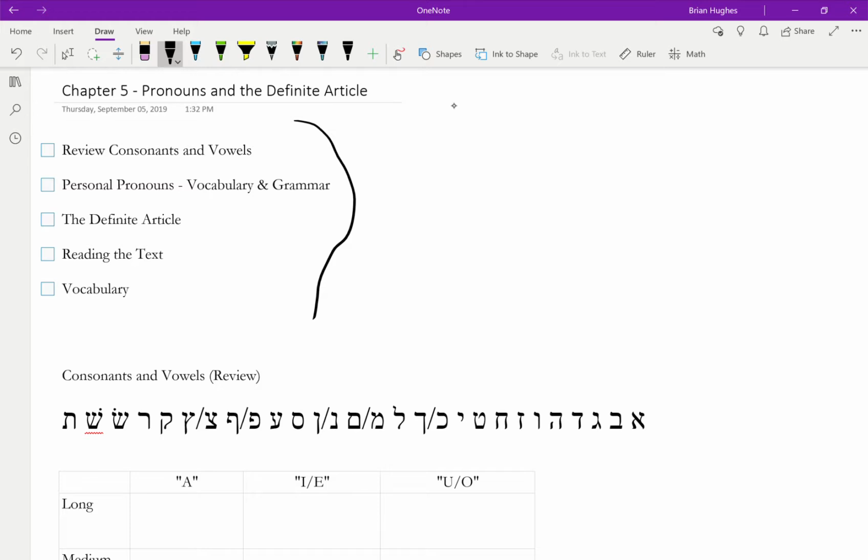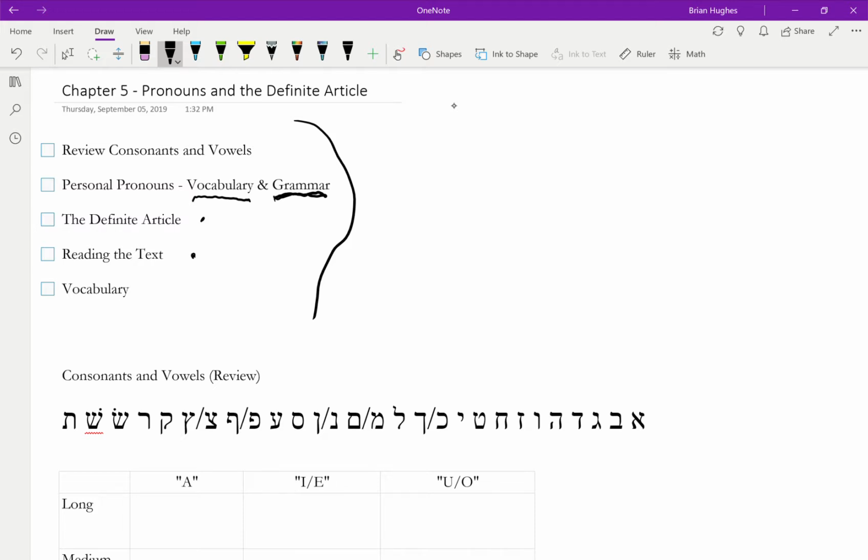We've already introduced the vocabulary for personal pronouns and we've reviewed them once, but now we're going to deal with them more specifically. So what are the vocab, the forms that personal pronouns use, and then the grammar, or how are they actually used in the writing of the Hebrew Old Testament. We'll talk about the definite article, and we'll talk about how it's used and what form it takes.